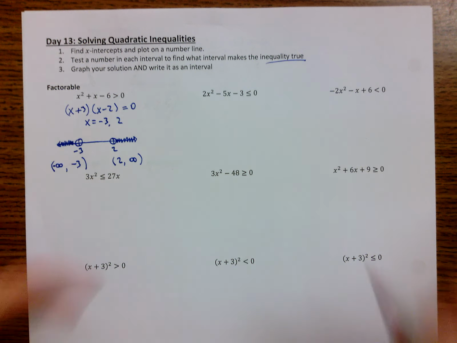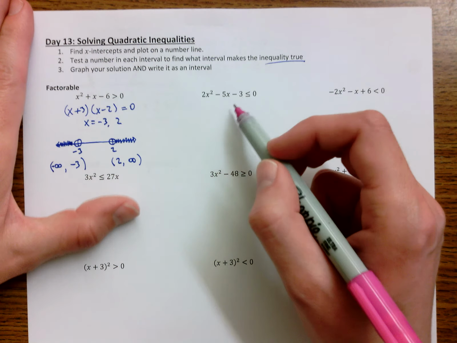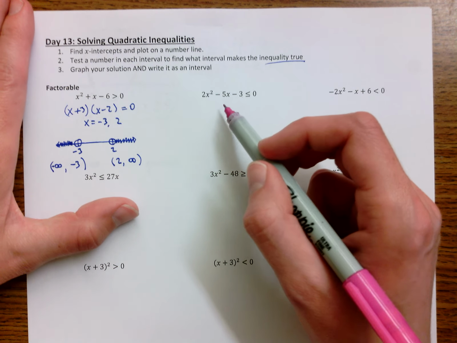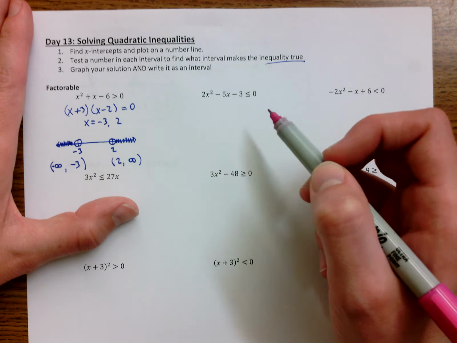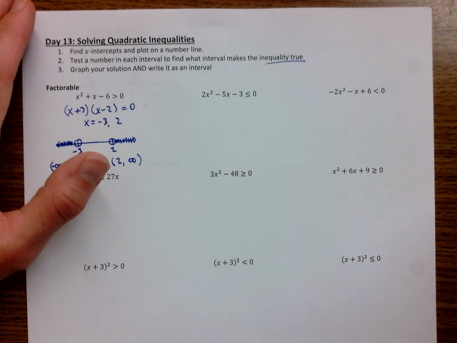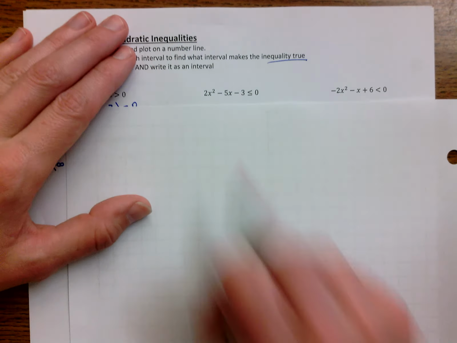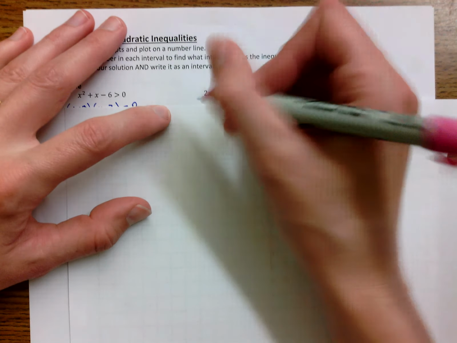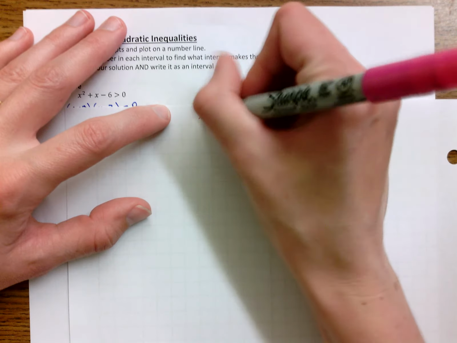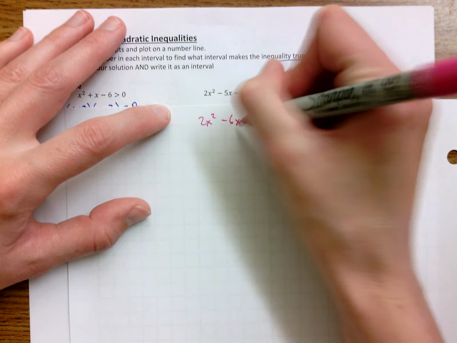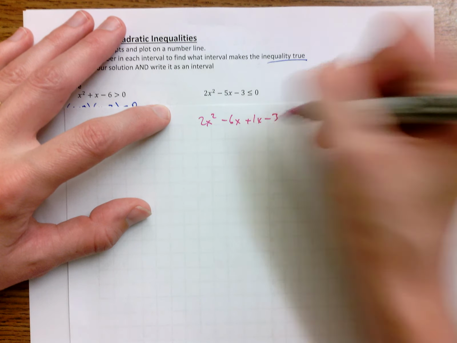Okay, cool. Let's move on to this next one. All right, so this guy we're going to factor. And just to save myself some room, I'm going to do this out on some scrap paper. So factoring this guy, 2 times -3 is -6. So 2 factors of -6 that add up would be -6x plus 1x minus 3.